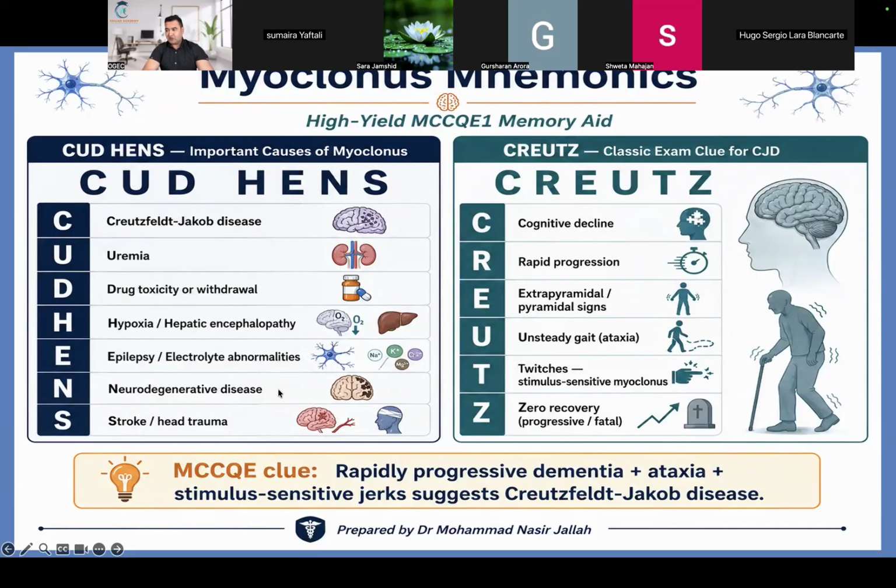But what triggers the myoclonus is LMNTV. Creutzfeldt-Jakob disease is CJD: cognitive decline, rapid progression, extrapyramidal signs, unsteady gait, twitches, stimulus-sensitive myoclonus, and zero recovery, progression fatal. So cognitive decline, rapid progression, which I told you will be within weeks and months, right? And extrapyramidal symptoms, the patient will have unsteady gait, ataxia, and twitches, myoclonus.